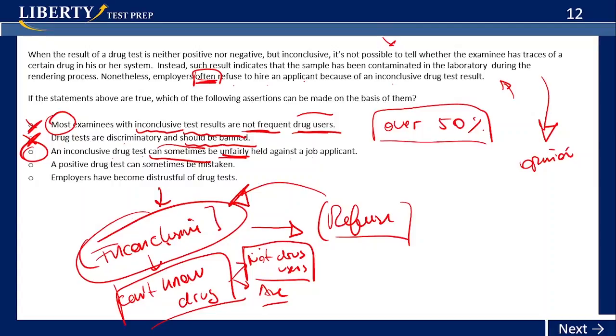Letter D, a positive drug test can sometimes be mistaken. Now they talk up here about the positive result. Do we have any information about that in this passage? No. They've never mentioned anything about the positive test result. Of course, if we apply external information, we know that all these tests have a margin of error, right? And of course, some of the positive ones might be mistaken. No test is perfect, but that's external information. So if we use external information, we would say D is correct.